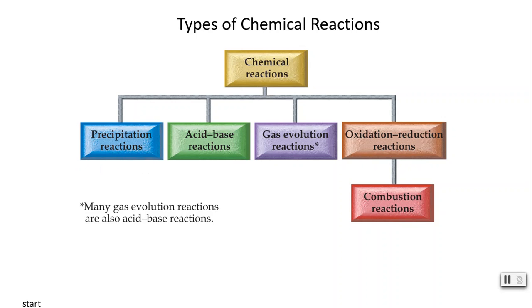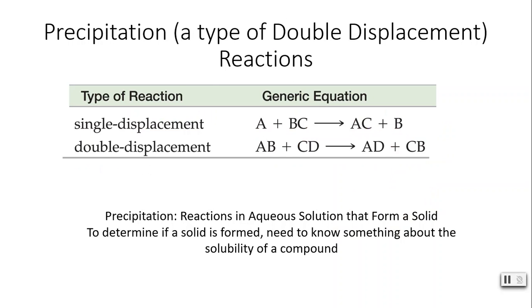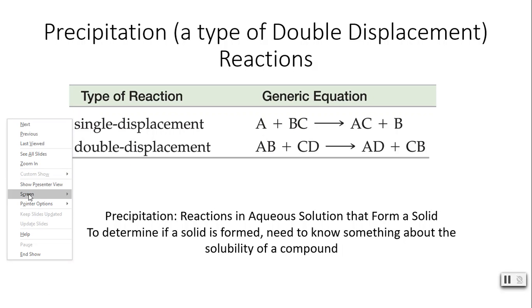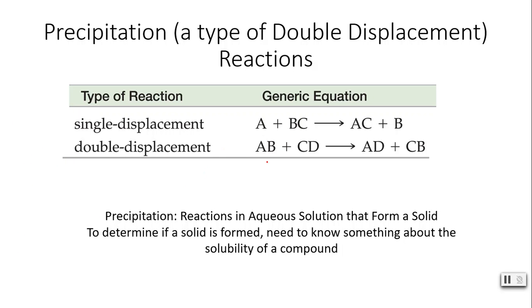You will also find out that precipitation reactions are a kind of double displacement reaction, where you have 2 ionic compounds. Let's call them AB and CD. In these 2 ionic compounds, the cation from one species pairs with the anion of the other species. That's the definition of a double displacement reaction. We will talk more about that and about single replacement reactions later in this chapter.